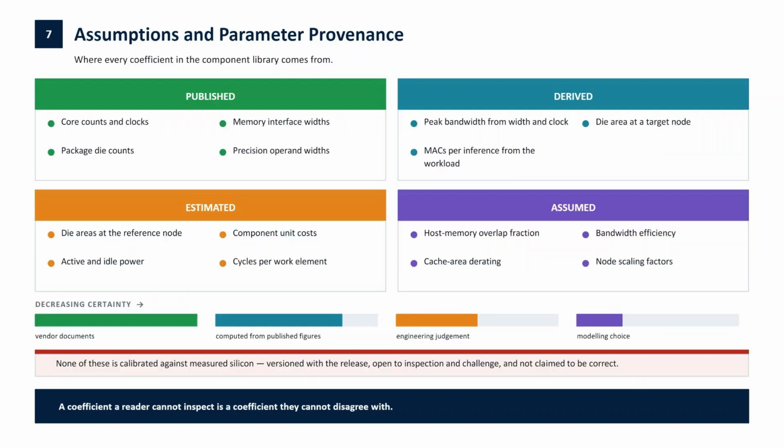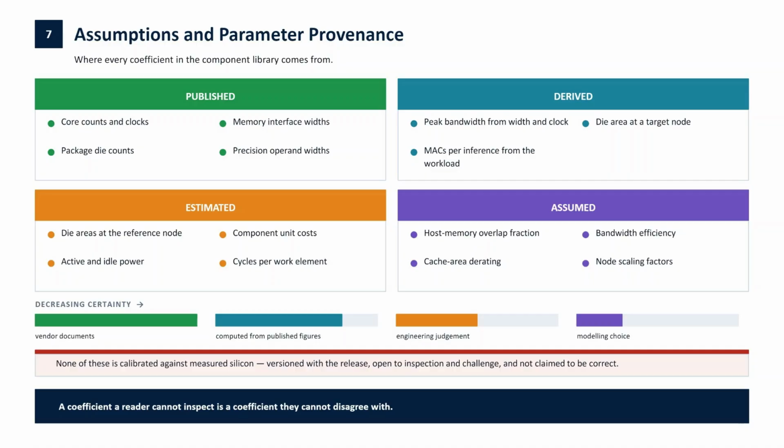This page is particularly important for understanding PPACT Studio because not all input values have the same level of evidence. PPACT Studio classifies parameter provenance into 4 levels. The first is published. This category includes values that can be obtained directly from public sources, such as core count, clock frequency, memory interface width, package die count, and precision.